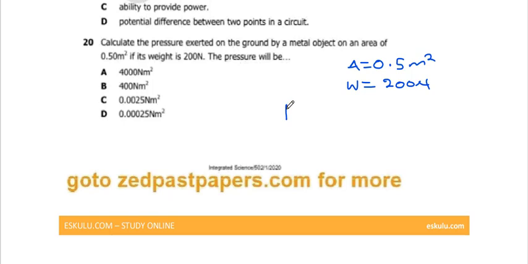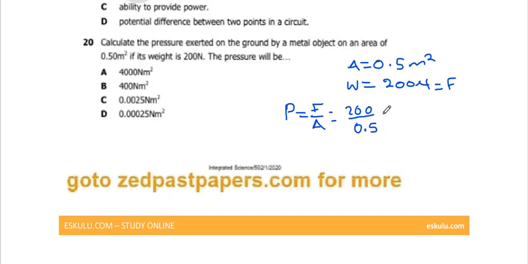So, this is very important for you to know. Pressure equals force over area. Pressure is simply the force over the area. Now, weight is a force. So we've got our force and we've got our area. So all we have to do is substitute the two in our equation. We would have 200 divided by our area being 0.5.